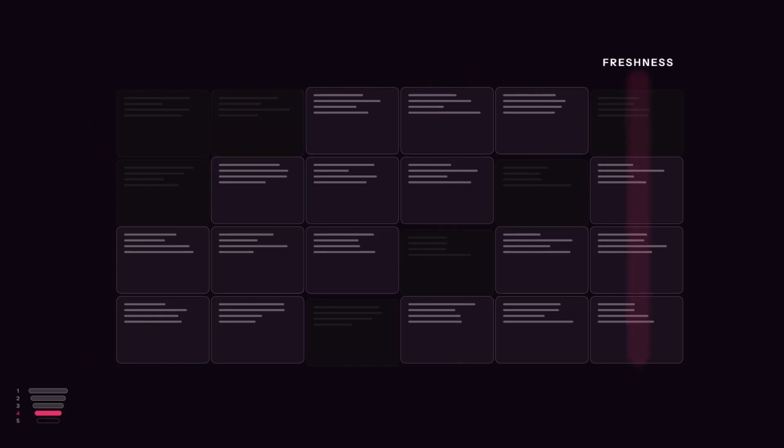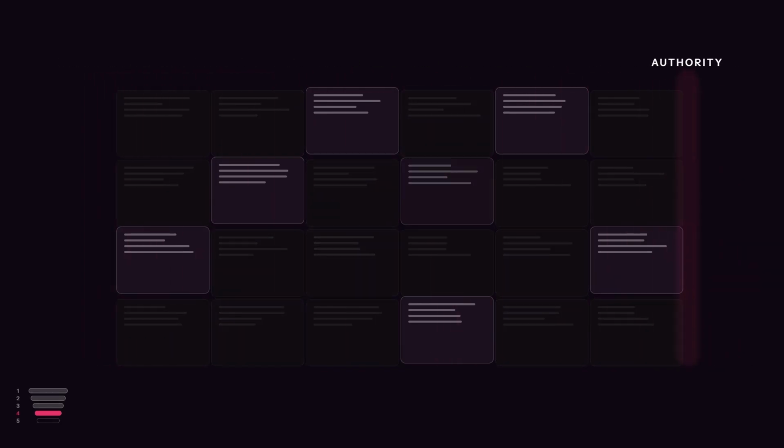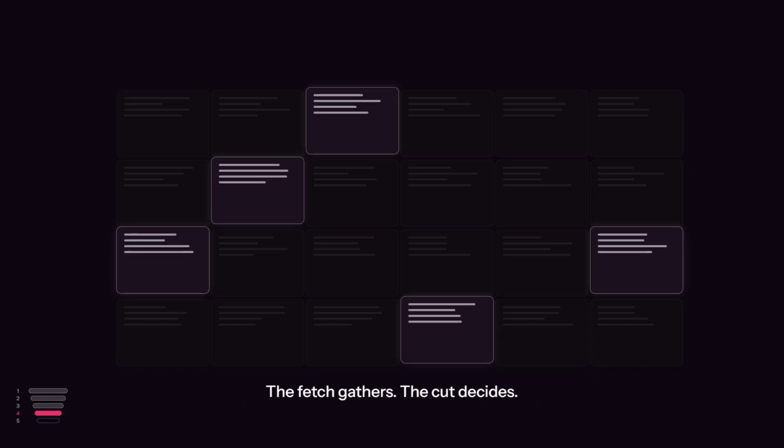Stage 4, the cut. The fetch returns far more candidates than any answer will use, so a scoring system ranks them and cuts hard, check after check: relevance, freshness, structure, authority. Each check eliminates candidates. This is best documented at Perplexity. The others almost certainly work in a similar way. The fetch gathers candidates, the cut whittles them down and decides who gets quoted. Stage 5, the answer gets written.